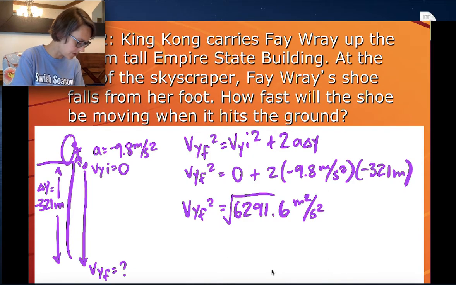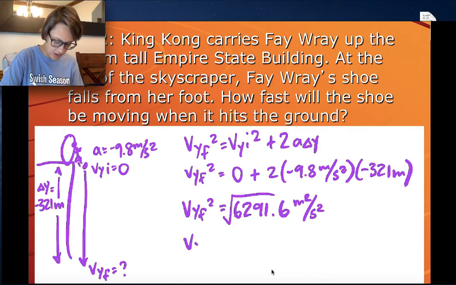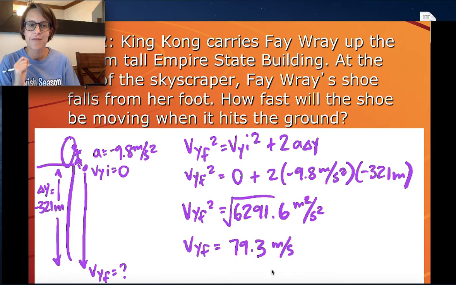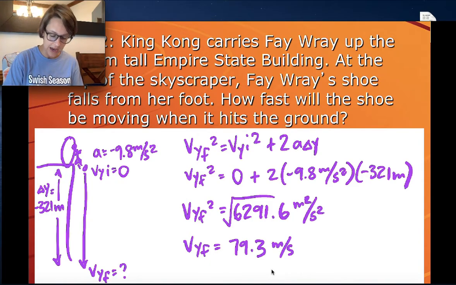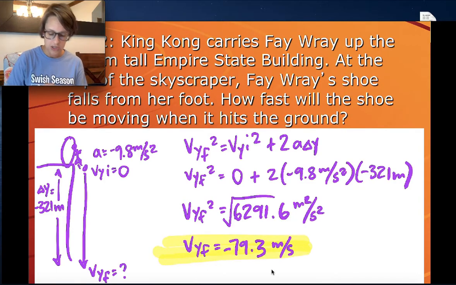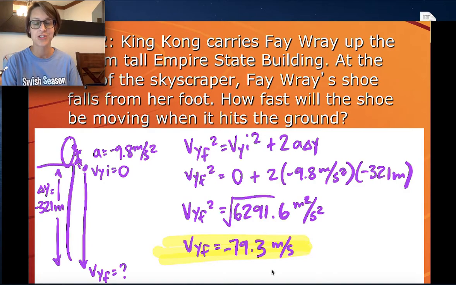Okay, so if I take the square root of that answer, I get a VYF of 79.3 meters per second. And then I evaluate, does it make sense? So her shoe should be going very, very fast off the Empire State Building, so the number makes sense. However, what am I missing? VYF, the shoe is falling down, so I need to add a negative. Okay, and then my answer is finished. So all velocities always need a direction. Don't forget about that part.